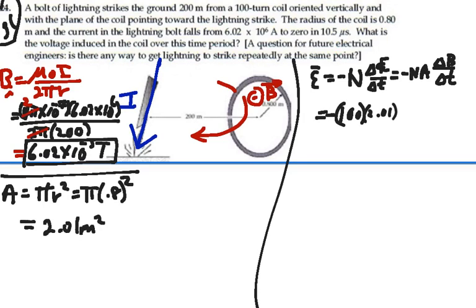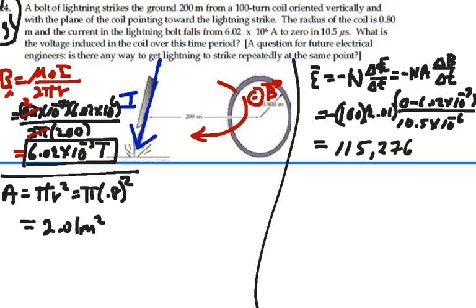And our final magnetic field is 0. Our initial is 6.02 times 10 to the minus 3, all over a time of 10.5 microseconds, 10.5 times 10 to the minus 6 seconds. And that's equal to 115,276 volts. Wow.